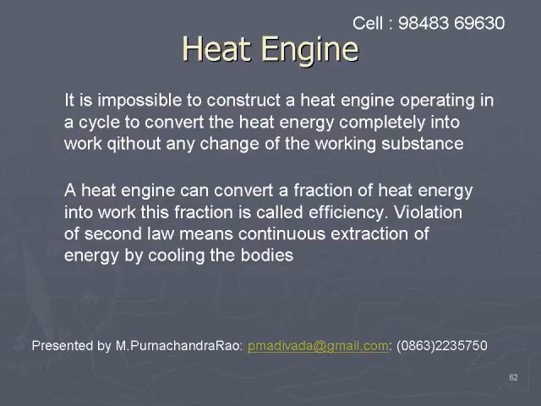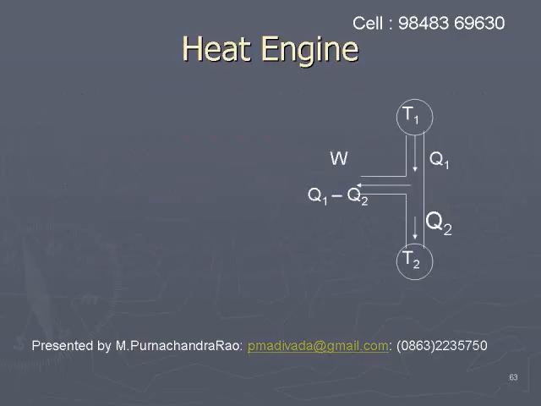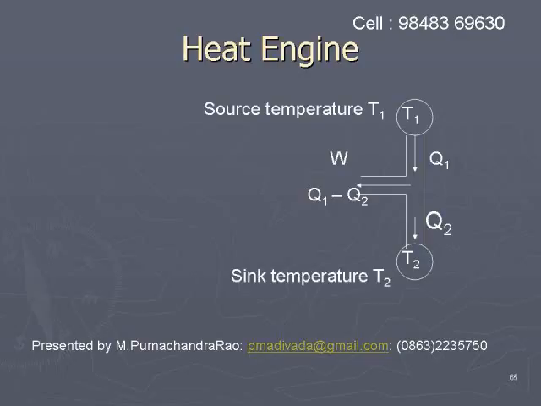Violation of second law means continuous extraction of energy by cooling the bodies. Violation of the second law says that it is not possible to extract energy by cooling the body to a lower temperature than its surroundings. In a heat engine, we notice a source at a temperature T1 and a sink at a temperature T2.